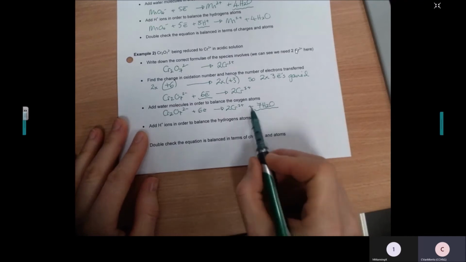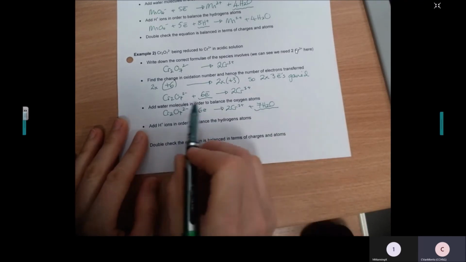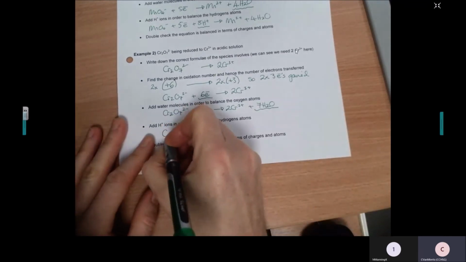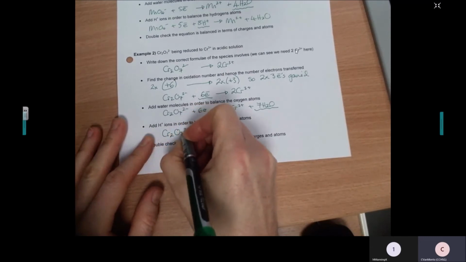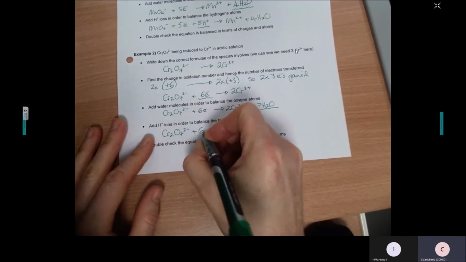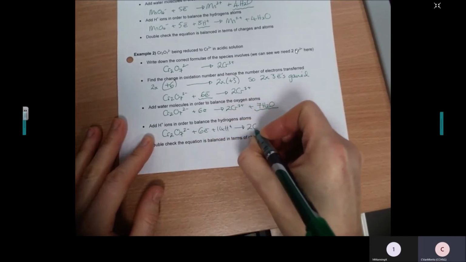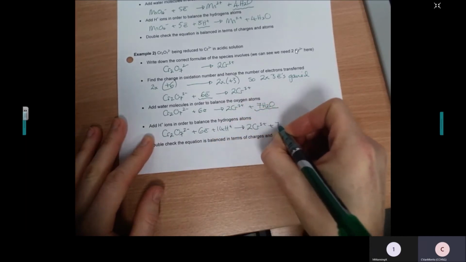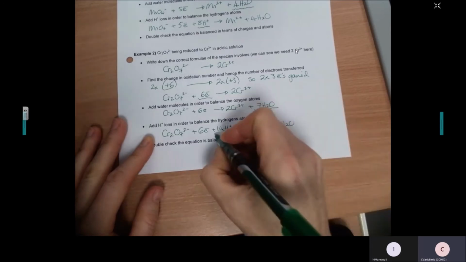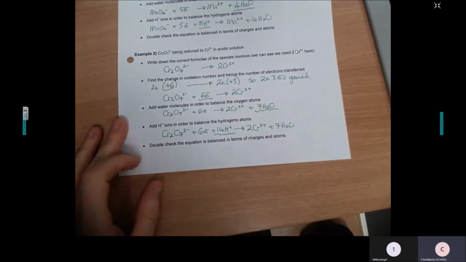So we've got 14 H's on the right hand side, but none on the left hand side at the moment. So we're going to go and pop those in. So it's +14H+ goes to 2Cr3+ +7H2O. And we could underline those so we know we've just added those in.